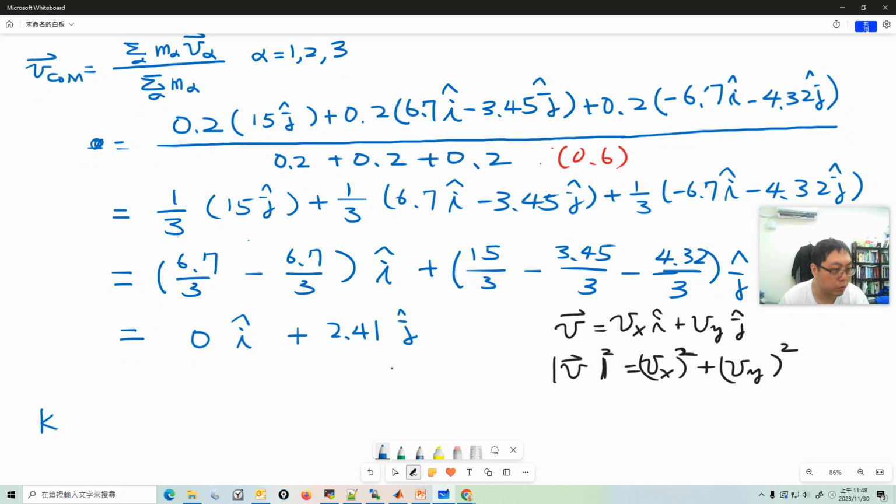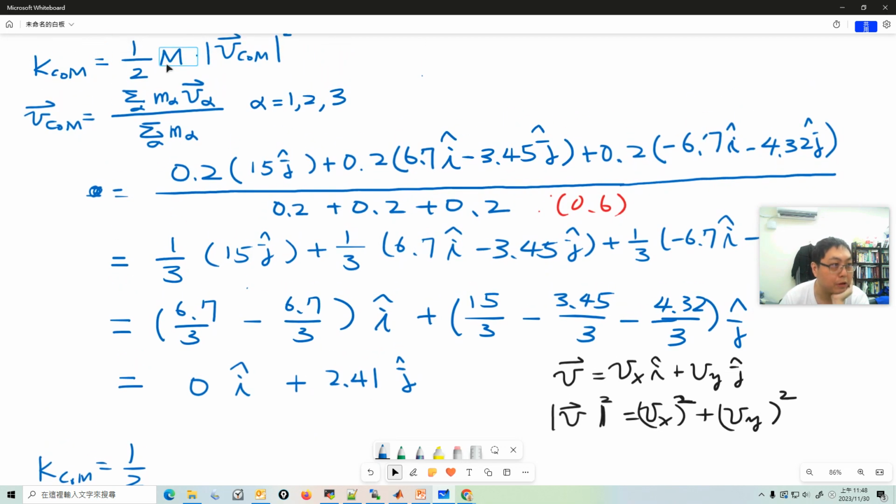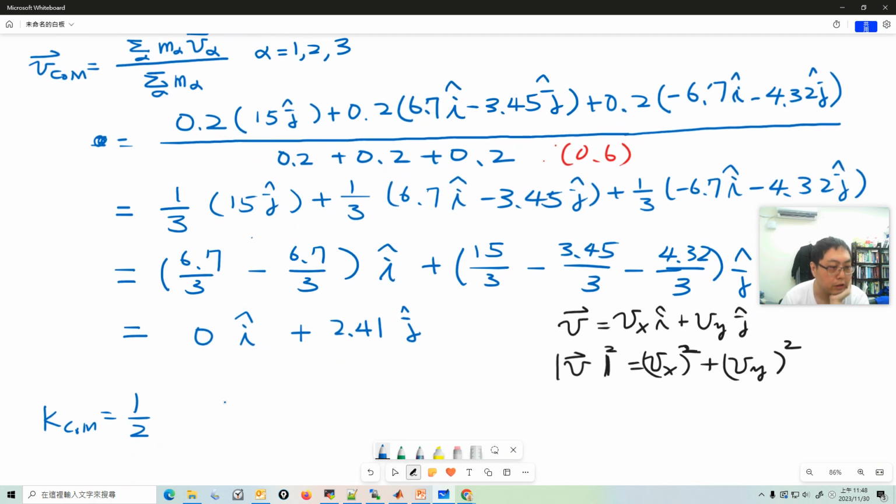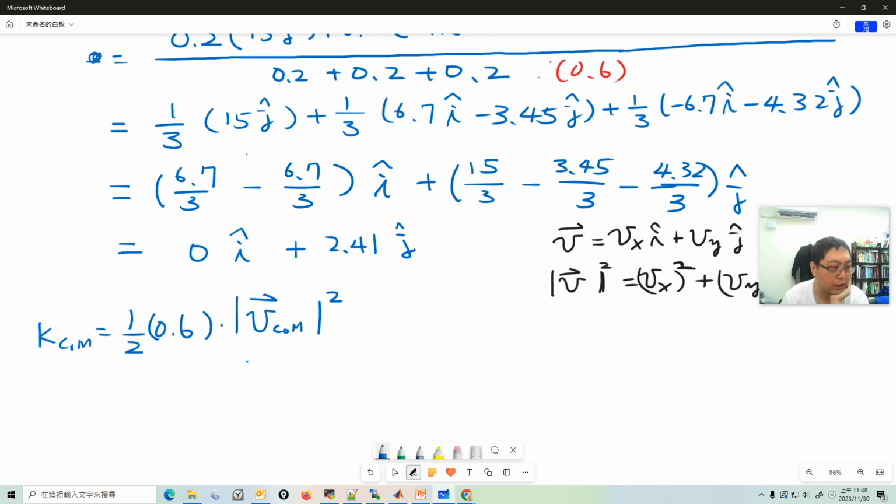K COM is equal to 1 over 2, the total mass of the system, capital M, which is 0.6, times the center of mass velocity vector square. Actually it's very easy, right? So 1 over 2, 0.6, and the center of mass velocity is here, so it's 0 square plus 2.41 square.